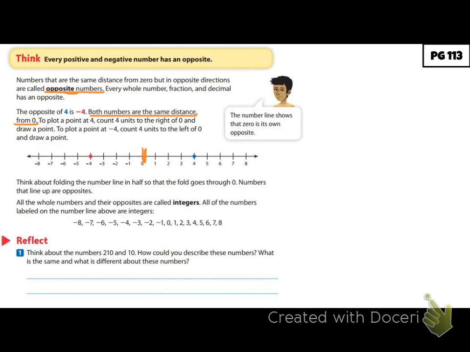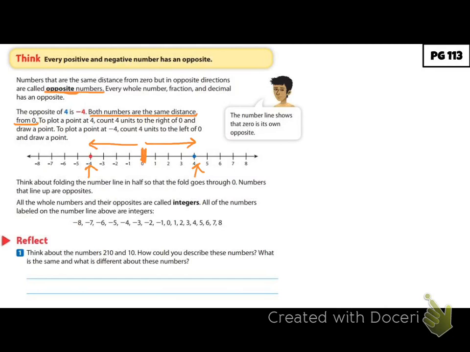So here's our 0 point. Negative 4 is 4 away from 0 to the left. Positive 4 is 4 spaces from the 0 to the right. Okay? So, same distance from 0 in opposite directions. To plot a point at 4, you would count 4 units to the right of 0 and draw a point. To plot a point at negative 4, you would count 4 units to the left of 0 and draw a point. And you can see they did that here.